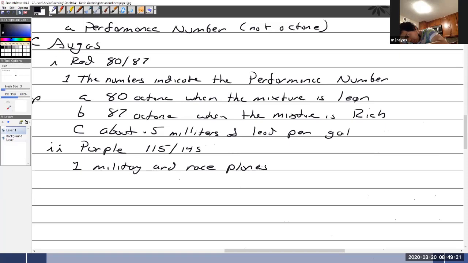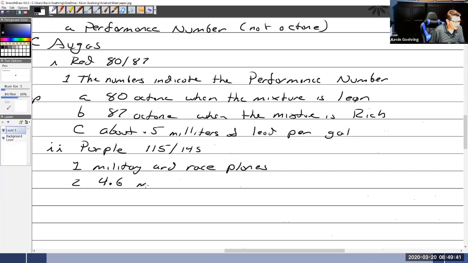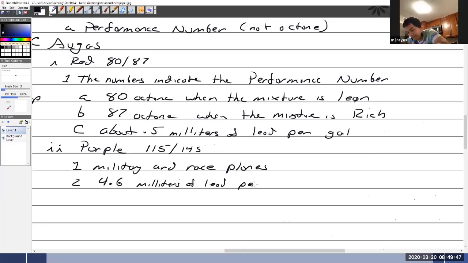And these are planes that were running extremely high compression ratios. It was really hard to find. Well, it's rare to find now. And only a few aircraft are actually certified on this stuff, but the military did. This was running 4.6 milliliters of lead per gallon. That's a lot of lead.